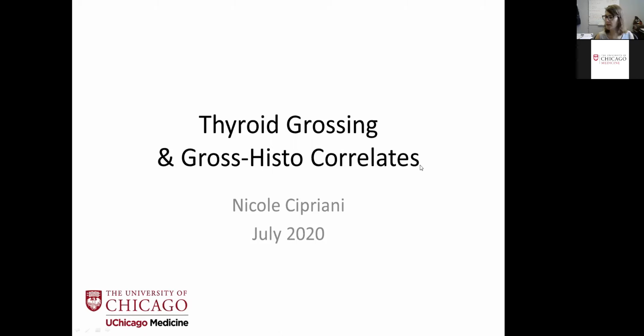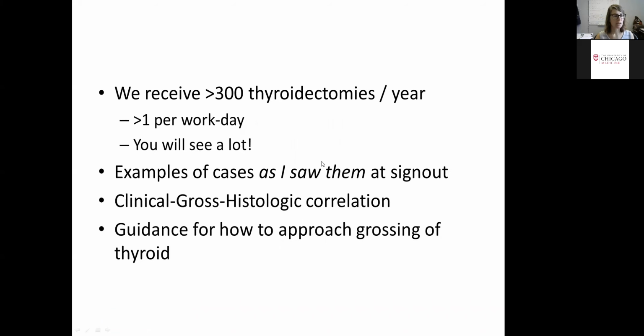And please, I'd like this to be interactive, so if you guys have comments, questions, please stop me. But essentially, we receive over 300 thyroidectomies per year. That includes both lobectomies and or total thyroidectomies. So these are specimens you will see with frequency, which ends up being over one per workday. Sometimes there's none a day and sometimes there's a few a day. So you will see a lot. You will gross a lot of thyroids.